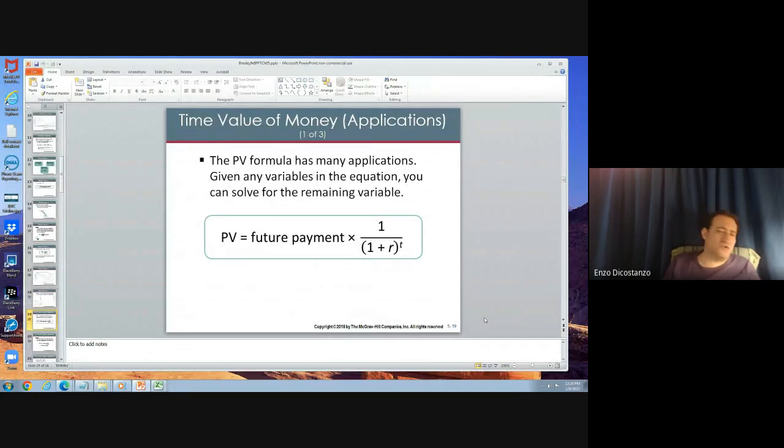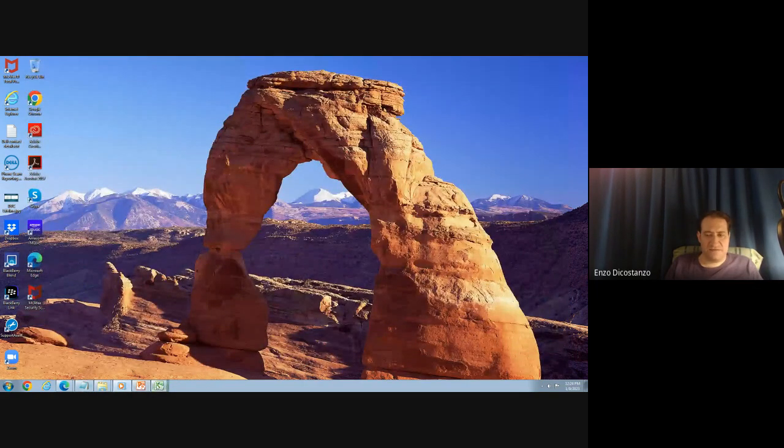Okay, like I said, this is all stuff in the book. Even though I didn't post the PowerPoints, this is all in the textbook. This is in chapter 5. So just look up the chapter 5 time value of money, and that'll help you see the graphics in there.